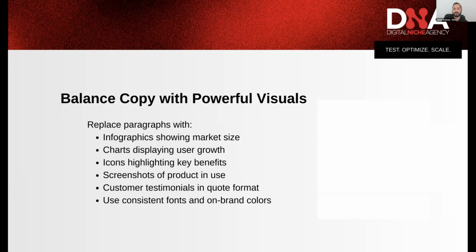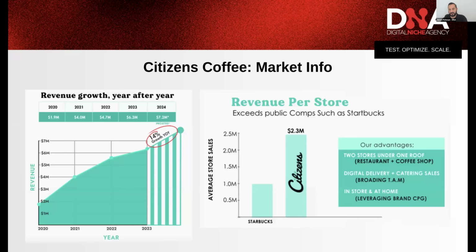Also, balance copy with powerful visuals. Replace paragraphs with infographics, and tell the story with fewer words and more visuals: infographics showing market size, charts displaying user growth, icons highlighting key benefits, screenshots of products in use, customer testimonials in quote format. Use consistent fonts and on-brand colors.